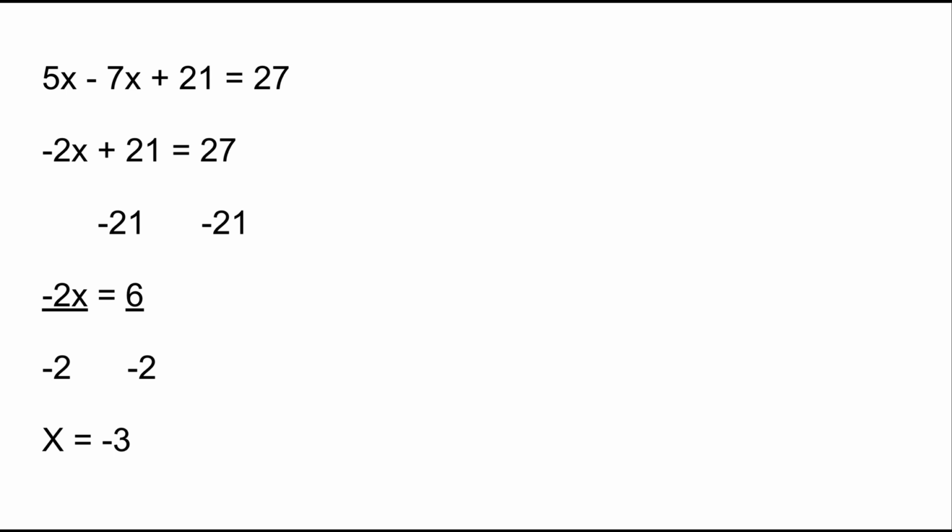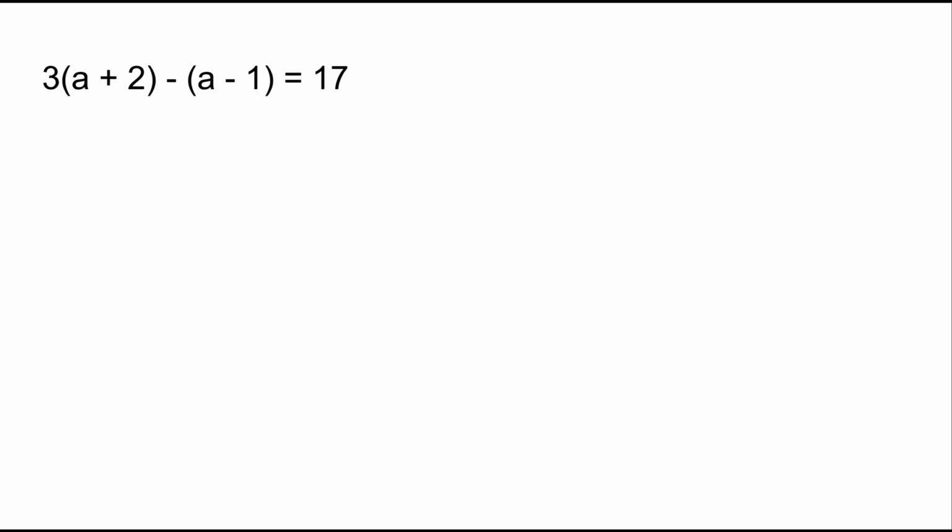Could you check this in your calculator? Yes, you could. You could say 5 times negative 3 minus 7 times negative 3 plus 21, and it should equal 27. On your test, if you have extra time at the end, you should be checking your work. It will help you ensure that you are correct.